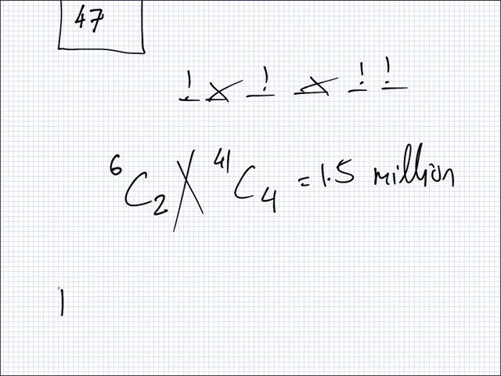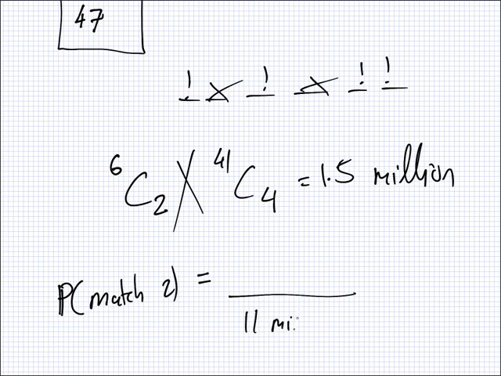So you could actually now do something like this. What's the probability that you match 2? Remember what we said the definition of probability was. It's how many outcomes you want over how many total outcomes there are. In total, how many outcomes are there for this game? No, there are not 47 outcomes. About 11 million.